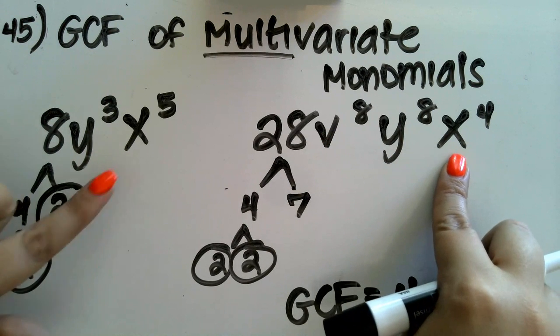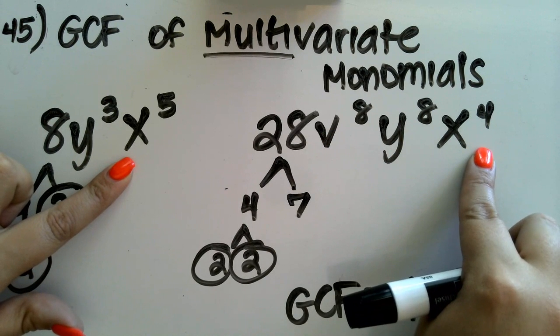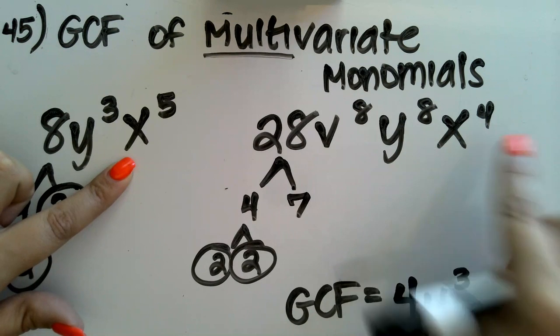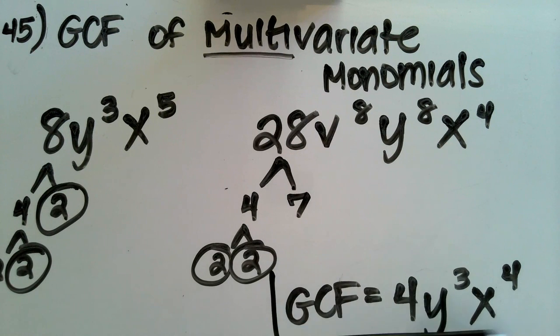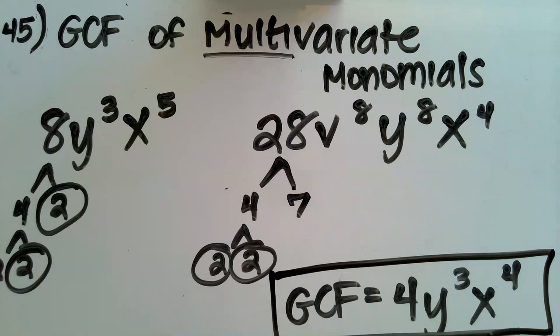Now, looking at our x's, this time the lower exponent is a 4, so we're going to add in x to the fourth in our greatest common factor. We can pull out or factor out four x's from both terms. Therefore, our GCF of the two terms that we're looking at is 4y to the third, x to the fourth.